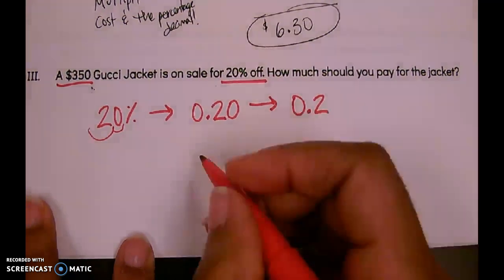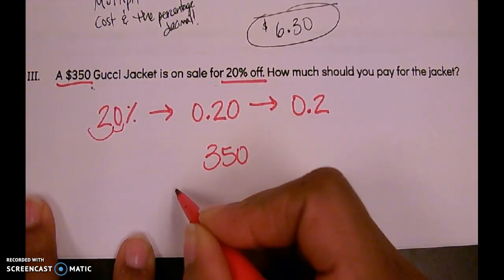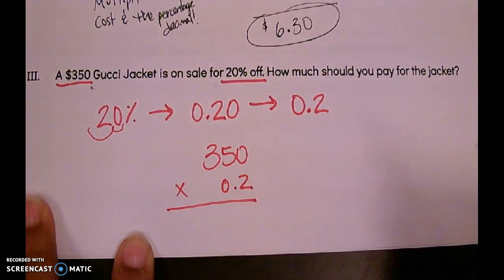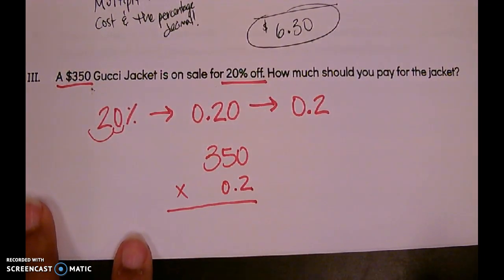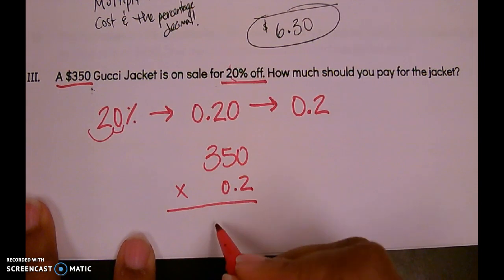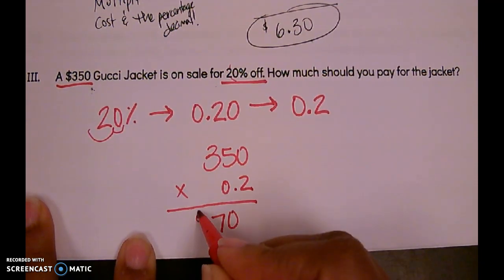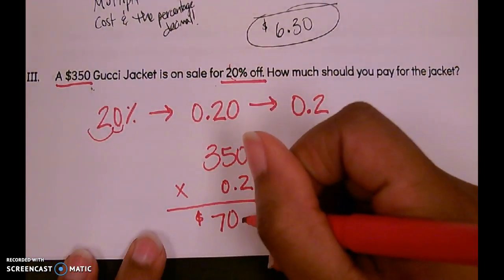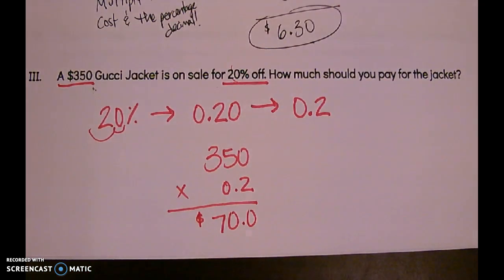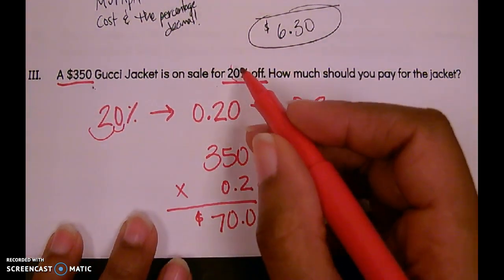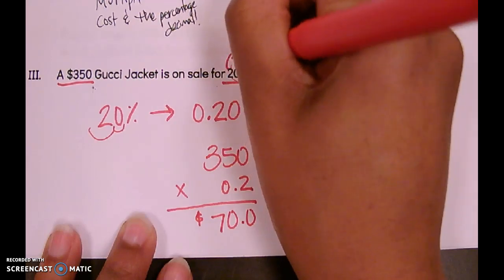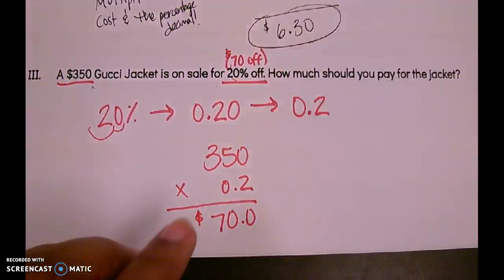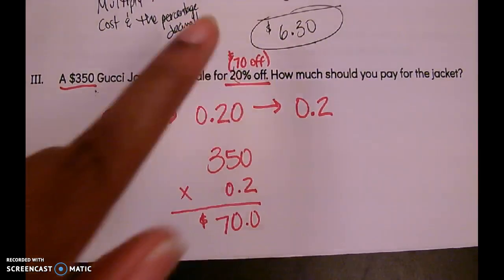Now, what I'm going to do is multiply 350 times 0.2 in order to get what this 20% amount actually is. So once I do that, the amount that I'm going to get when I multiply that, and you can put it in your calculator, is going to be $70. You may even get 70.0, which is the same thing as $70. So what that means is I can essentially replace this 20% off with $70 off, because 20% of 350 is 70.